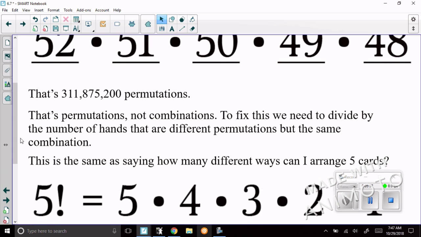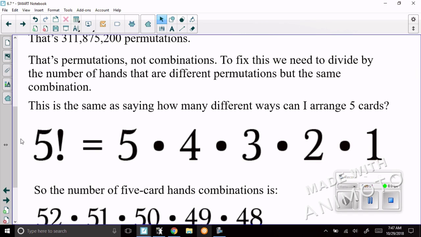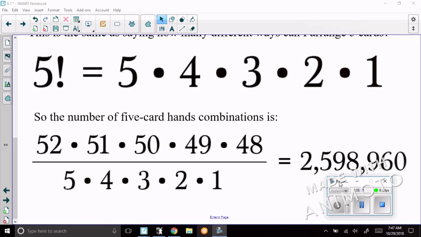To fix this, we need to divide by the total number of hands that are different permutations, but the same combination. That's the same as saying, how many different ways can I arrange 5 cards? Well, we have 5, 4, 3, 2, 1. So there are 120 different ways we can arrange 5 cards. So the number of 5-card hand combinations is 52 times 51 times 50 times 49 times 48 divided by 5 times 4 times 3 times 2 times 1.